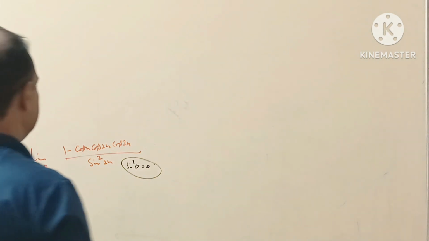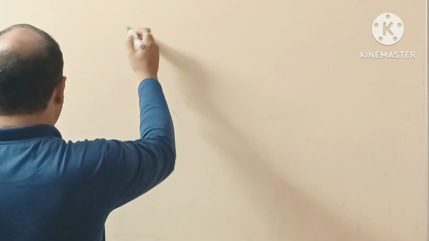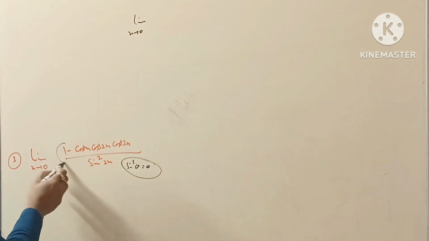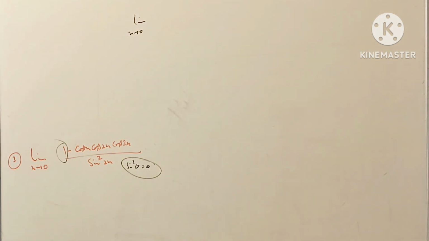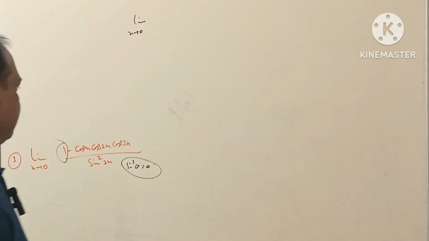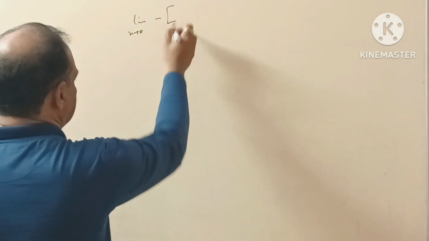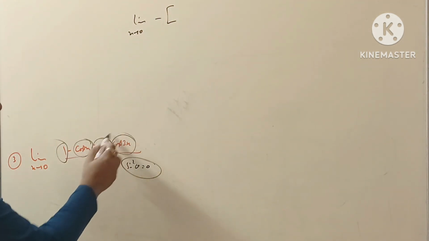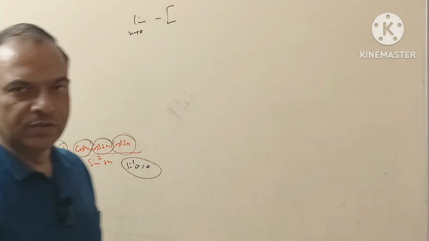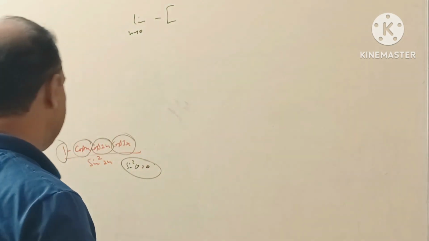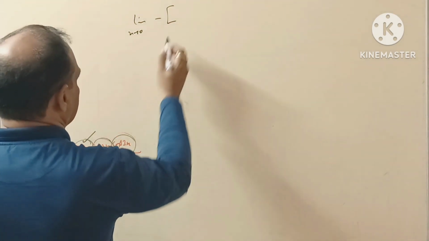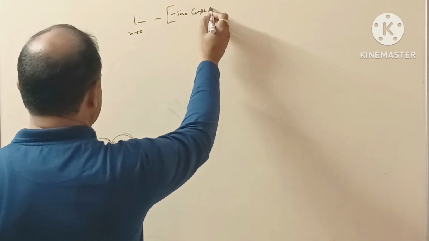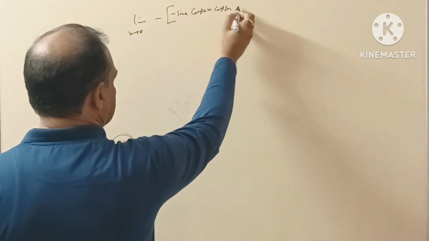Now come to the numerator part. This is limit x tends to 0. Here the first term is 1, which is a constant term, so it will give you 0. I am not writing it. Now the second term is minus, and after the minus there are three cosines: cos x, cos 2x, and cos 3x. We have to differentiate it. When we differentiate cos x, it will give you minus sin x, and the other two remain as they are: cos 2x and cos 3x.